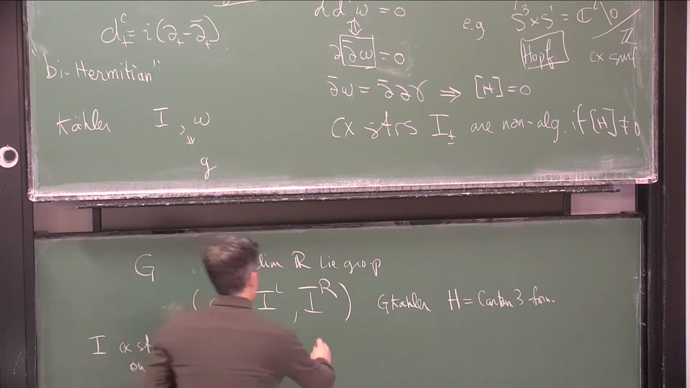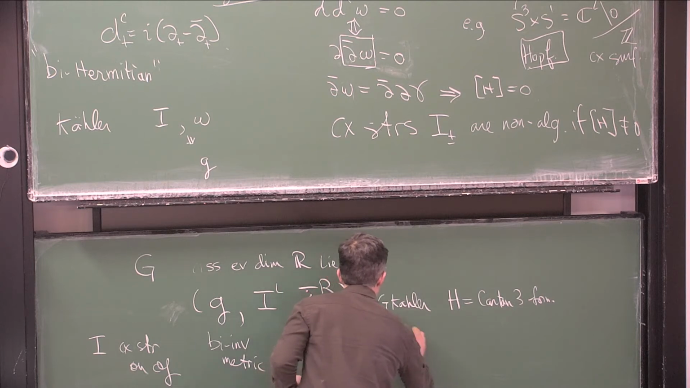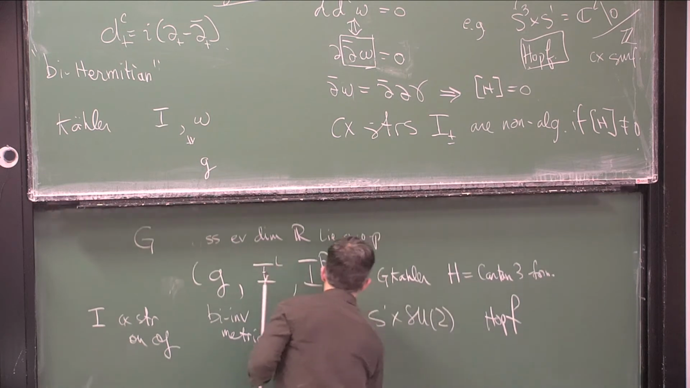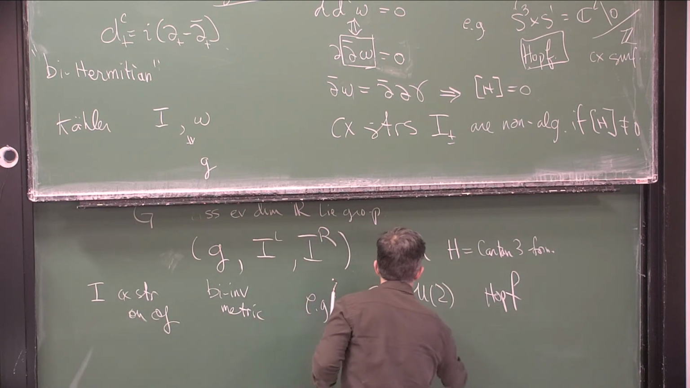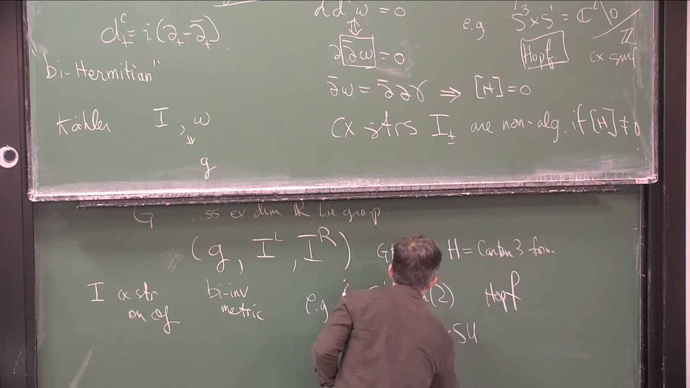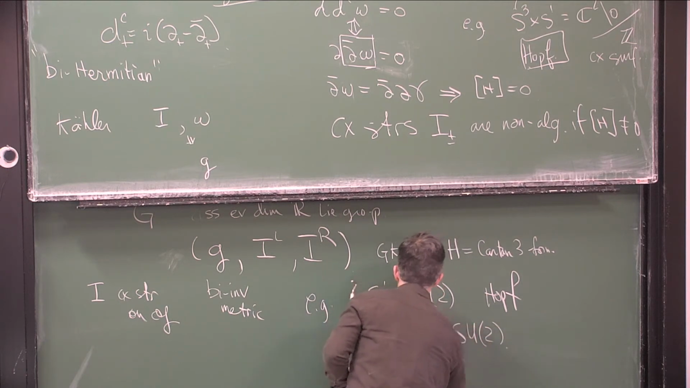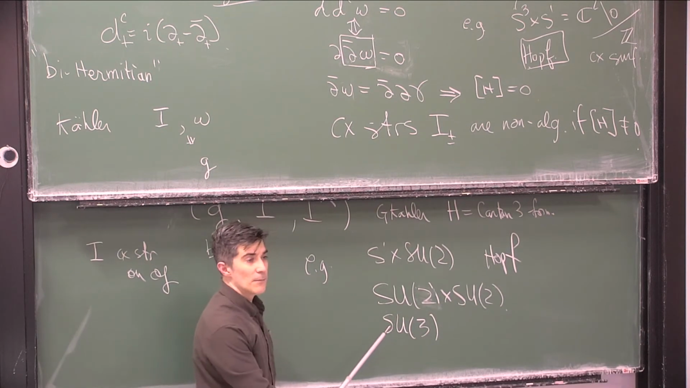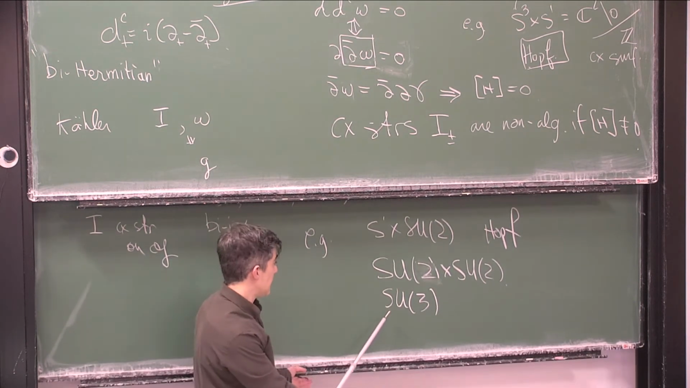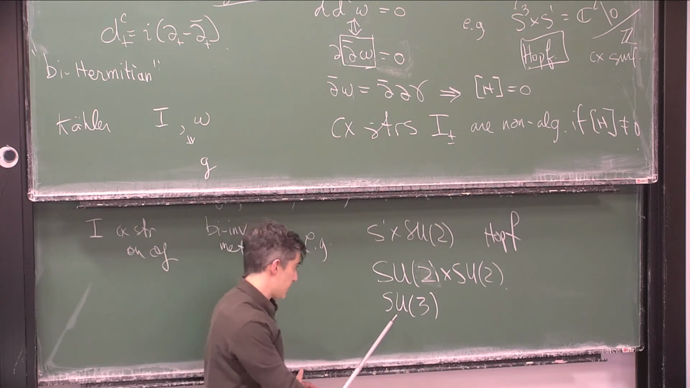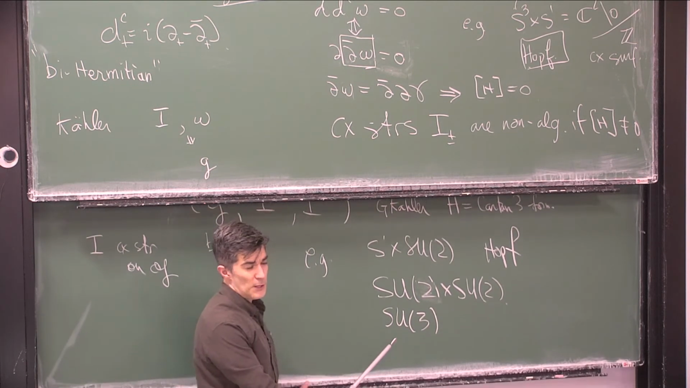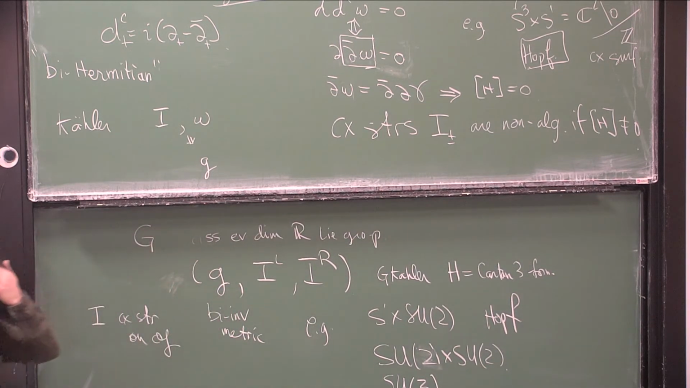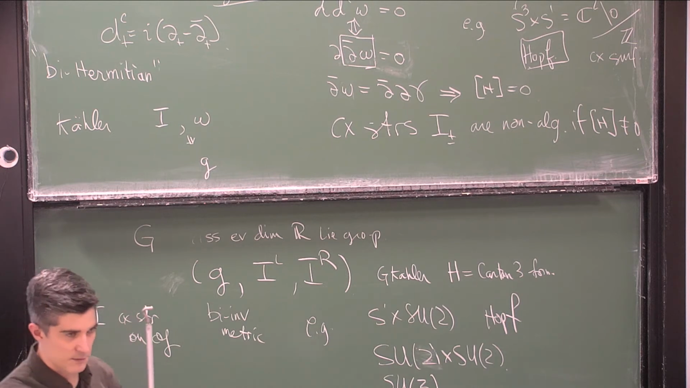Okay, so for example, these things would exist on S1 cross SU2, which is the Hopf surface. It also exists on SU2 cross SU2. This one has been studied, and SU3 even. You don't usually think of SU3 as being a complex manifold, but it is actually a complex manifold. It has 8 real dimensions, but it's a complex fourfold, it turns out, in 2 different ways, I plus and I minus. So we have a large number of examples of these structures.